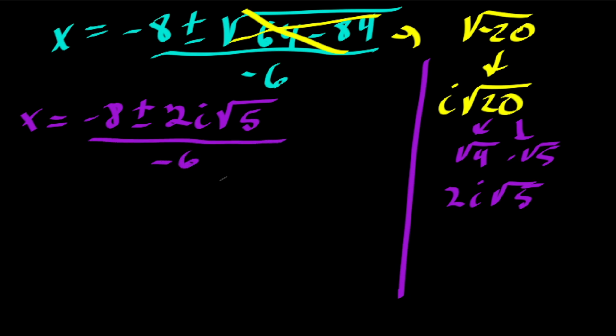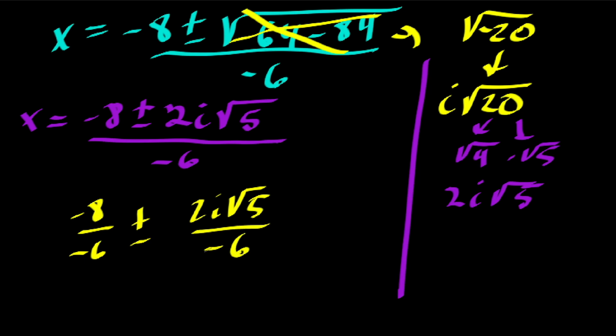So now, here's what we can do with this. We can once again break this apart so that this is negative 8 over negative 6 plus or minus 2i radical 5 over negative 6. Now, this negative is already accounted for with this plus or minus, so I can actually just make this a positive. It doesn't really matter the sign for this one. Because this plus or minus is alternating and it accounts for positive and negative, there's no way this negative 6 is going to mess anything up.